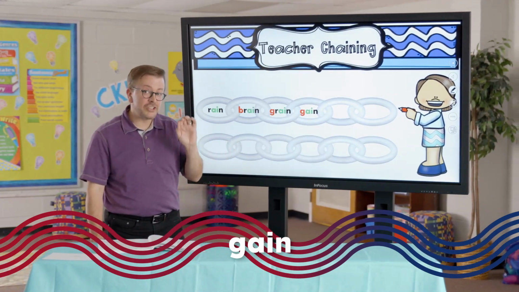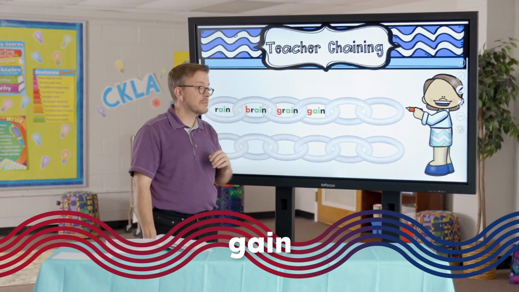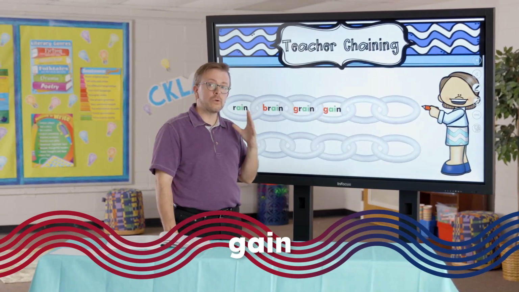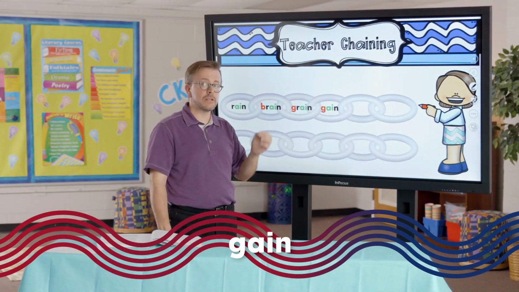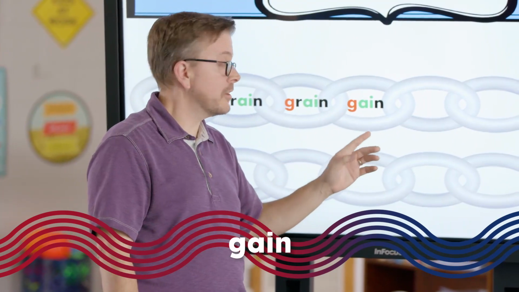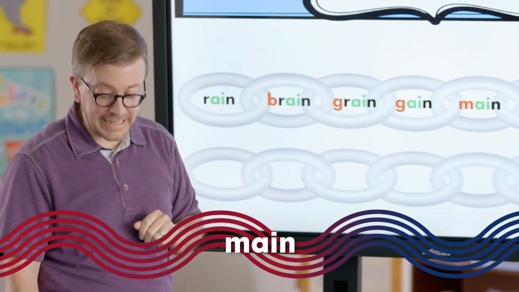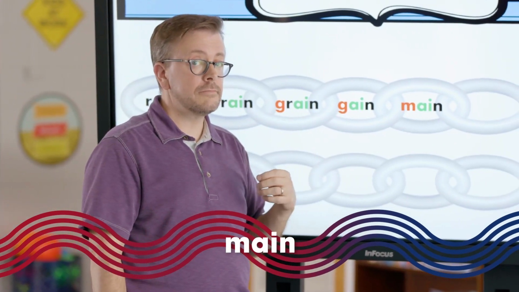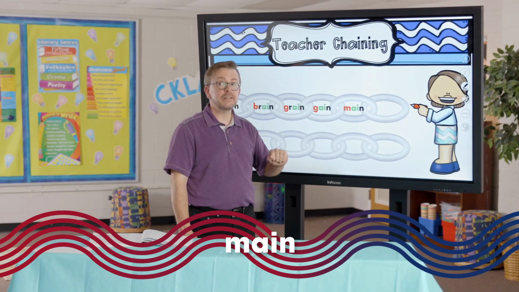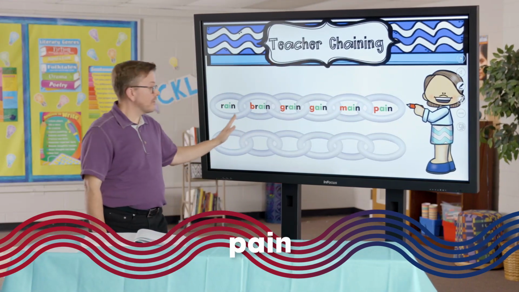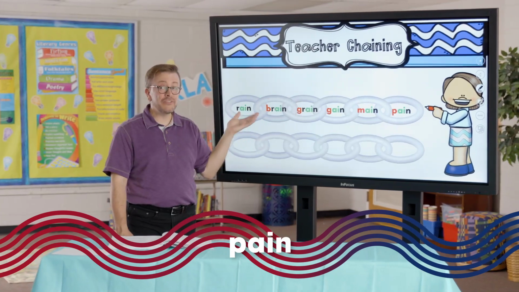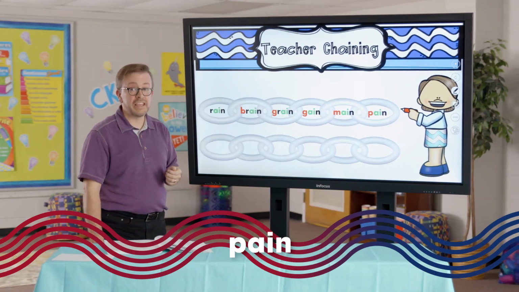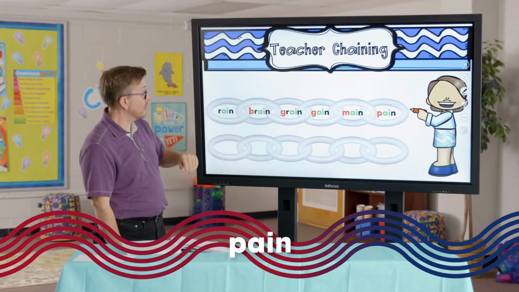All right, so now change the beginning G to M. The beginning G to M. So I'm testing you. Think about those sounds, okay? That's what we're looking at when we chain words. We're really listening to the sounds of the letters. So from G to M, you're going to get main, right? Main. All right, now change the beginning sound from M to P. M to P. What are you going to get? Pain. Notice in all of those words so far, we've kept the same vowel sound, that long A made with the AI, but we're just playing with the beginning sounds.